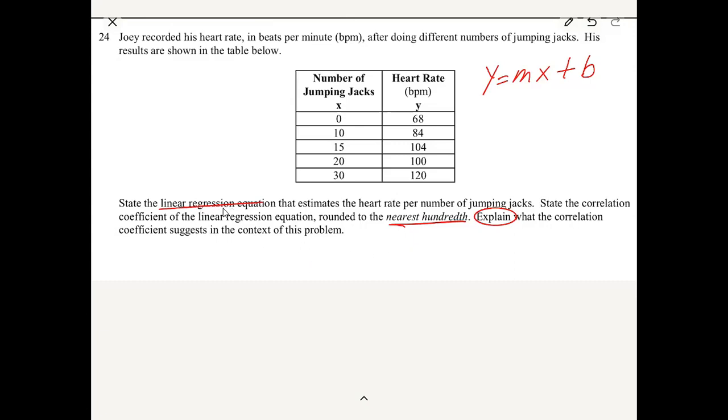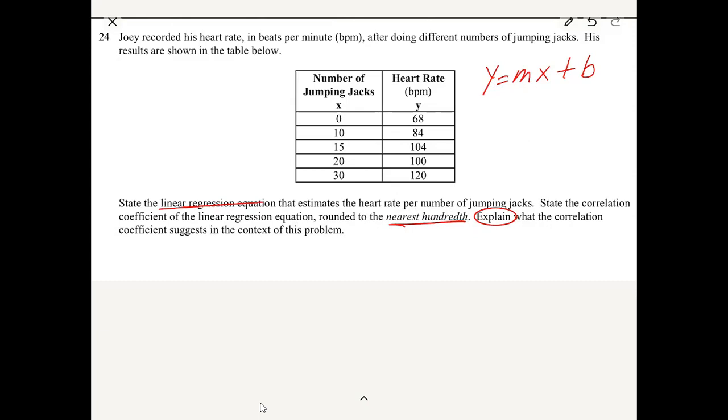We have to come up with a linear regression, state the correlation coefficient, and then explain what the correlation coefficient means. This is a 4-point question, and this is how you get all 4 points. Up here, I've written the linear regression equation, y equals mx plus b. M is the slope, b is the y-intercept. Once we find the m and the b, we can come up with the equation.